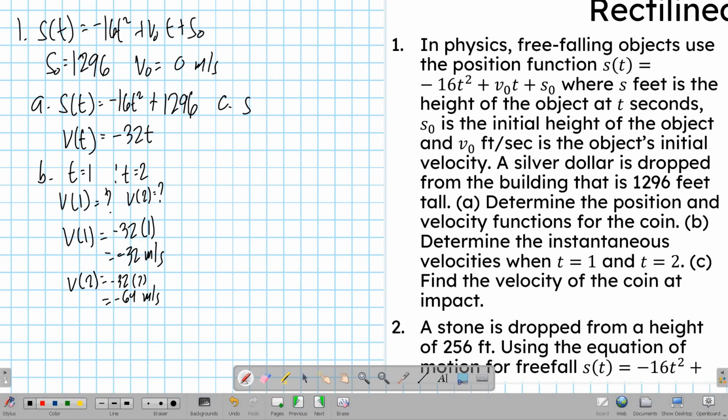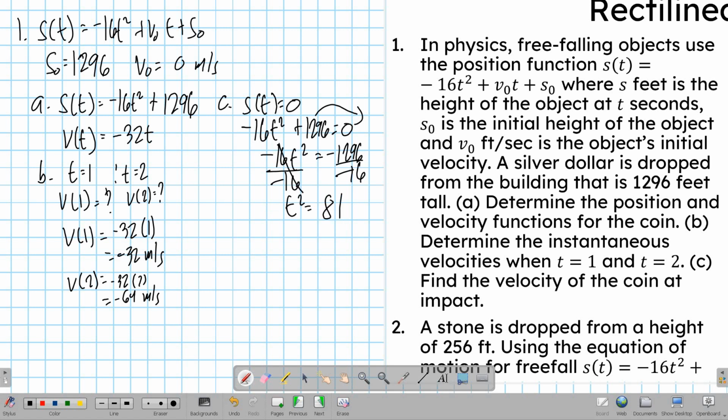At impact, that's S of t equal to 0. Impact on the ground. That means we have to solve negative 16t squared plus 1296 equals 0. We'll just transpose because there's no other variable. Negative 16t squared is equal to negative 1296. Divide both sides by negative 16. t squared would be equal to 81.